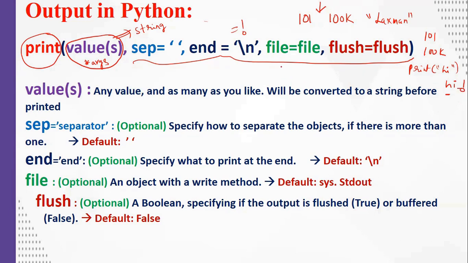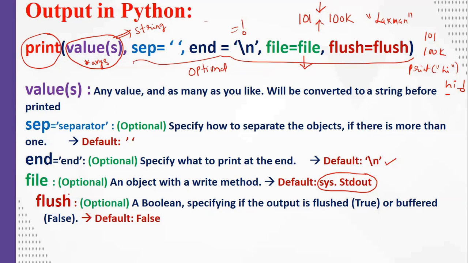By default, file is equal to sys.stdout. This is the file object. The file object is used to notify print where to print the output data. You can print the output data either in a file or on a standard output device, which is called the monitor. On screen, the monitor is represented in Python by sys.stdout. By default, the output of print will be printed on the monitor. By default, it will print a new line after printing, and by default, it will separate the values using space. Space is the default separator. All these parameters are actually optional.